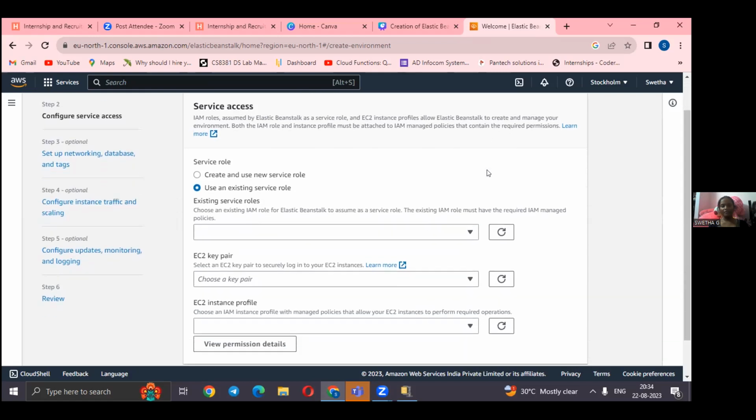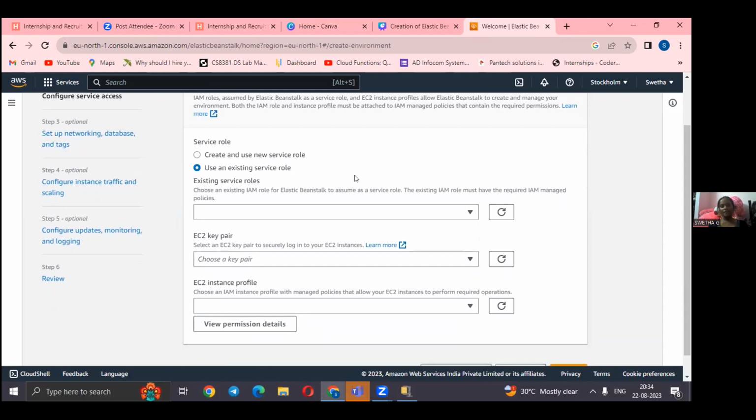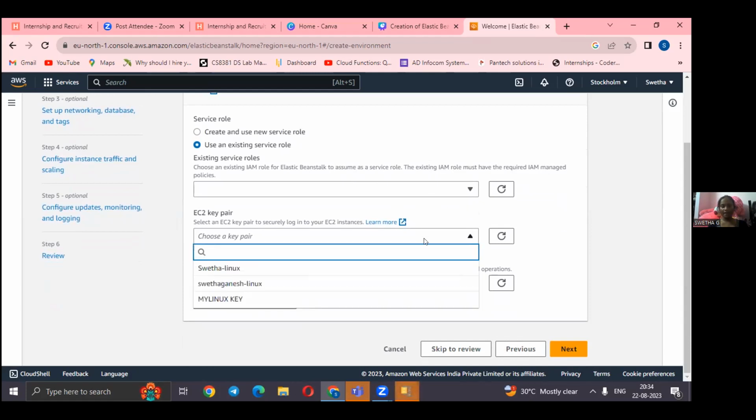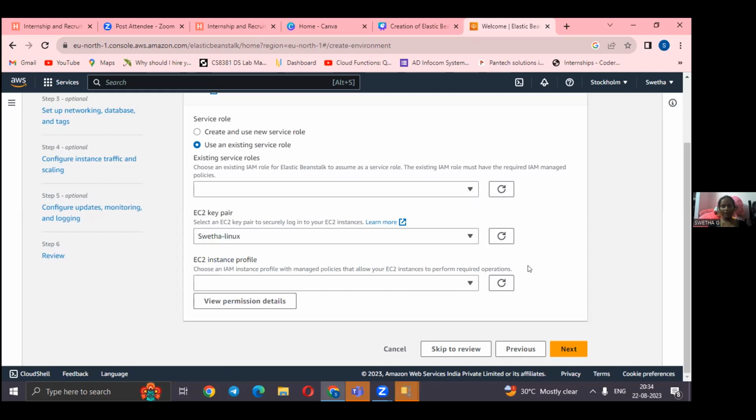Then click on the service role. We have two service role options: create and use a new service role, or use an existing service role. I'm just clicking use an existing service role. Then leave the existing service role as default. The existing IAM role must have the required IAM managed policy. Then the EC2 key pair. I have already created my EC2 key pair, so I'm clicking on that, SWETHA.Linux. Then the EC2 instance profile. Since I don't have an EC2 instance profile because it is not eligible for a free trial account, I just leave it blank. Then click on next.